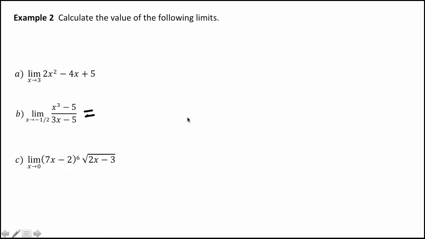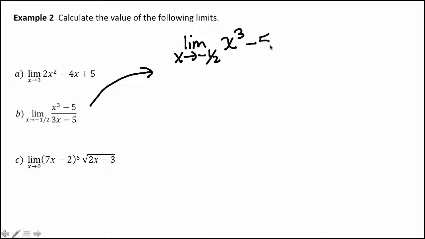For part B, we're going to use the quotient property, right, where we take the limit of the numerator and denominator separately. Okay, so I'm going to take those separately. Here, let me rewrite this real quick. So limit as x approaches negative 1/2. Now I'm going to split it. Remember, these are all functions of x, so I'll split it in the next step to show you. So we have here the numerator, and then we have the denominator.